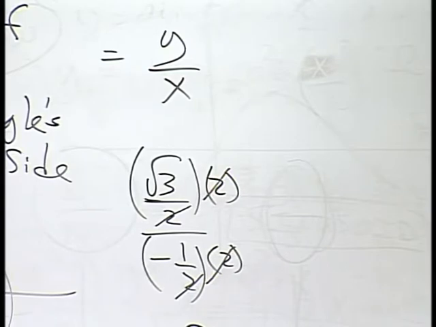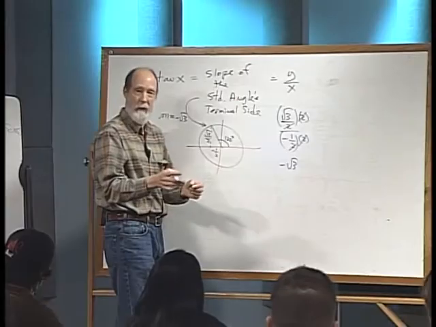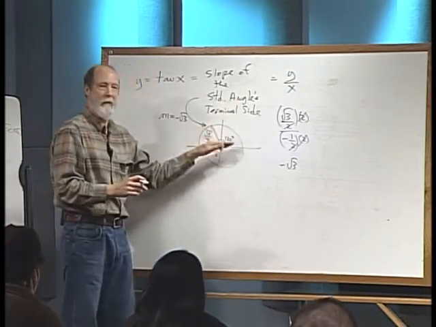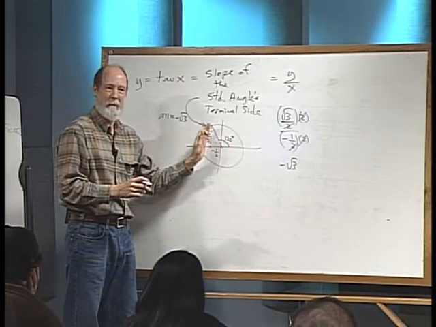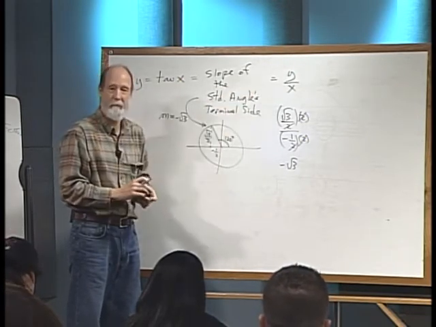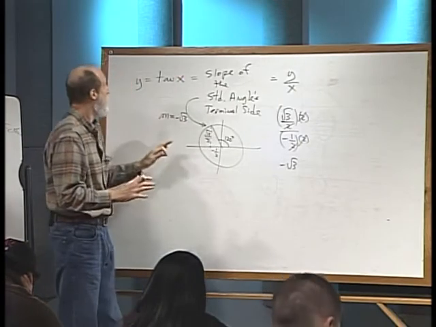And then opposite over adjacent works fine for acute angles, but not if you go past 90 degrees. You have to think of it as y over x. Okay, so there's your tangent.